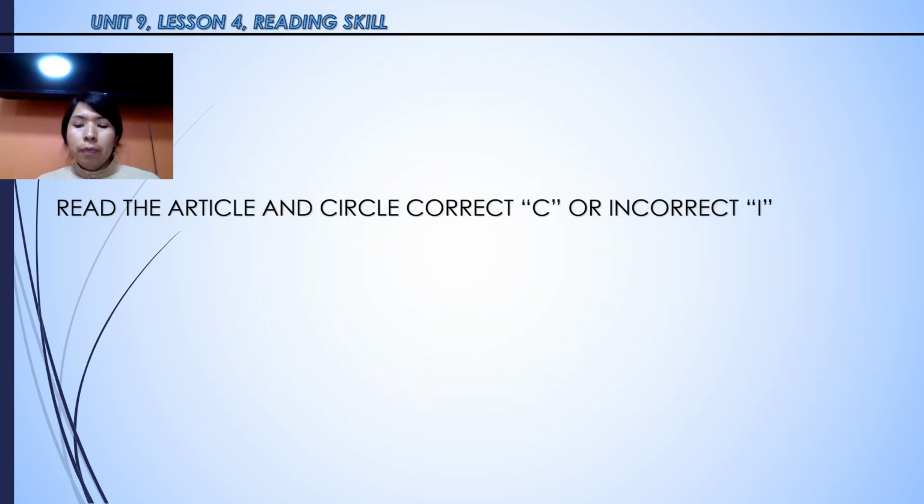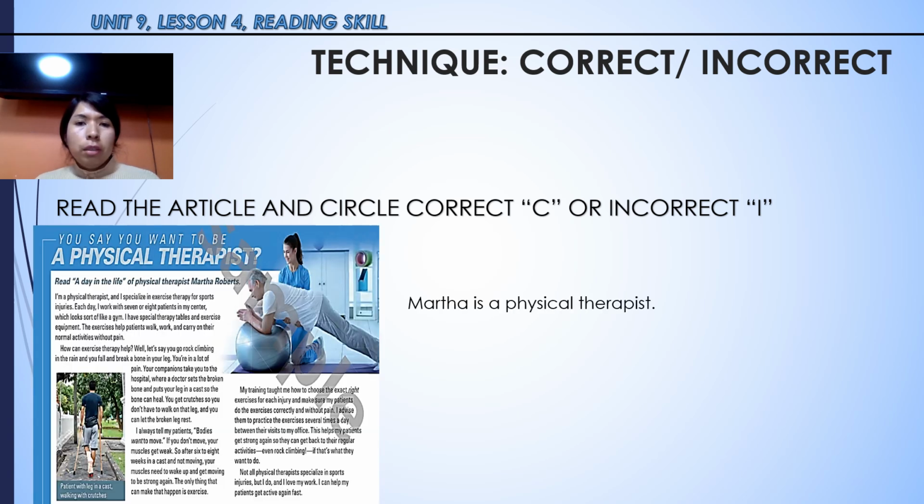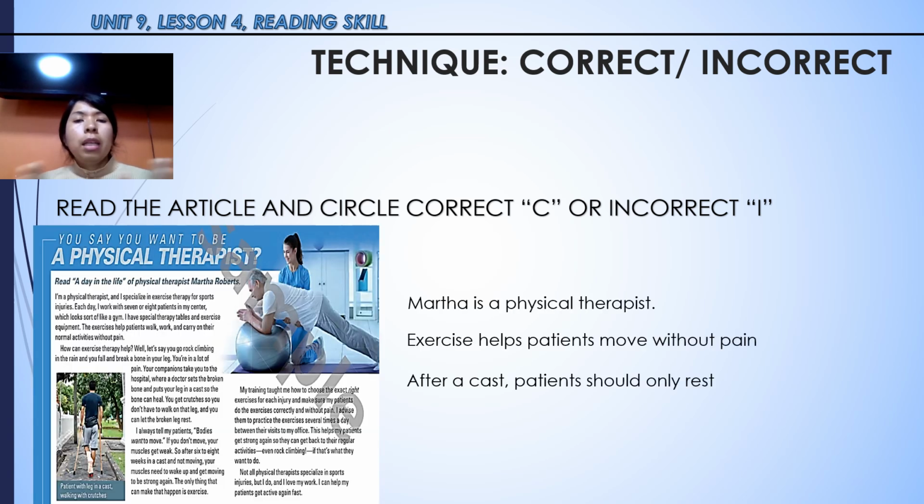Technique number 5, correct, incorrect. And the process I follow first is to select the focus of testing. In this case, lesson number 4, reading skill. The reason I chose correct or incorrect is because I want to check if the student understands this article from the book, and also I want to practice with them vocabulary about accidents and injuries. You have here the correct answer.